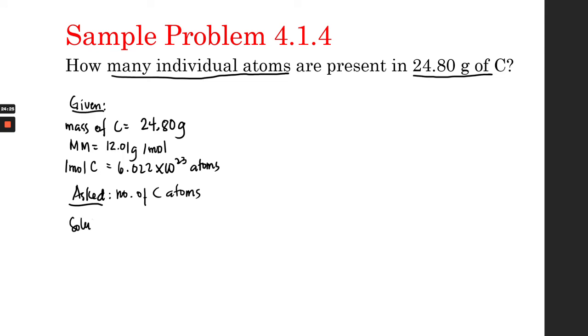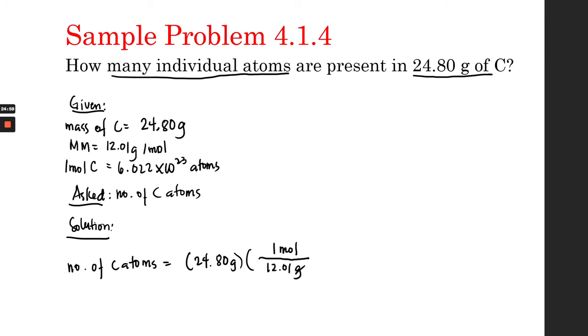So let's write our solution. In order for me to do this, I'm going to take my grams. So the number of carbon atoms is equal to my grams, which is 24.80 grams. I have to remove grams, and I can do that by having a relationship with my molecular mass. So I'm going to put my grams underneath, and that would leave me 1 mole per 12.01 grams. So the grams gets cancelled. I am left with 1 mole.